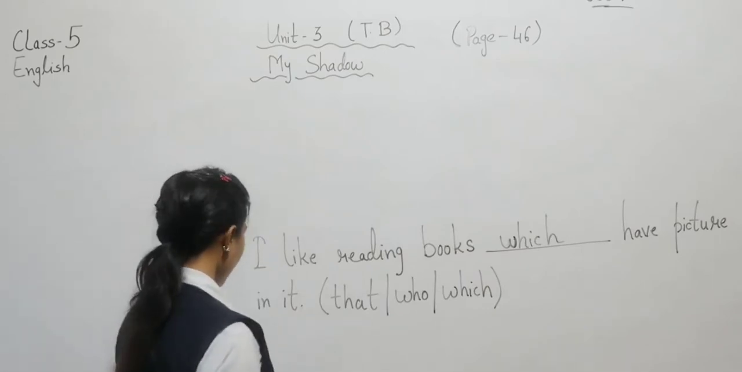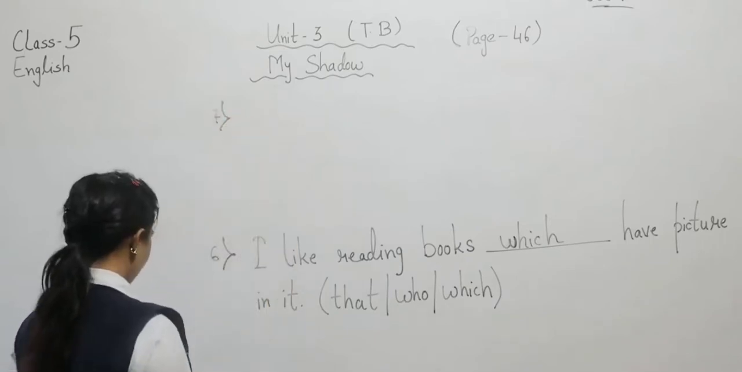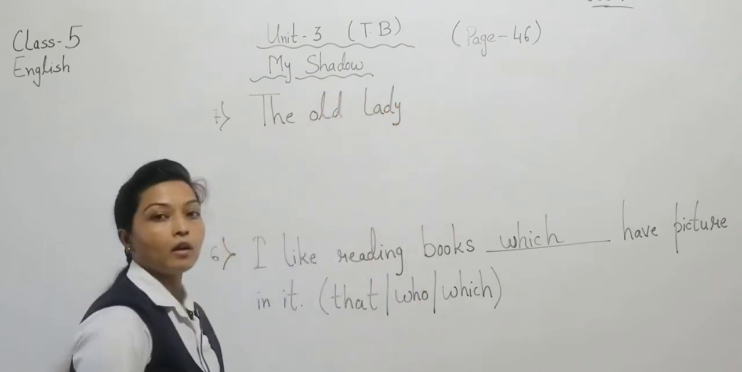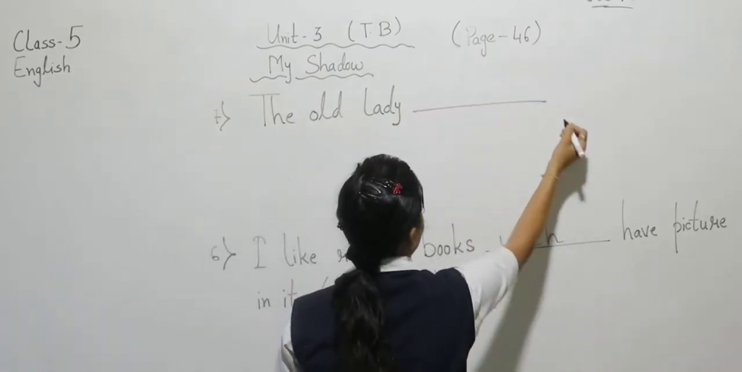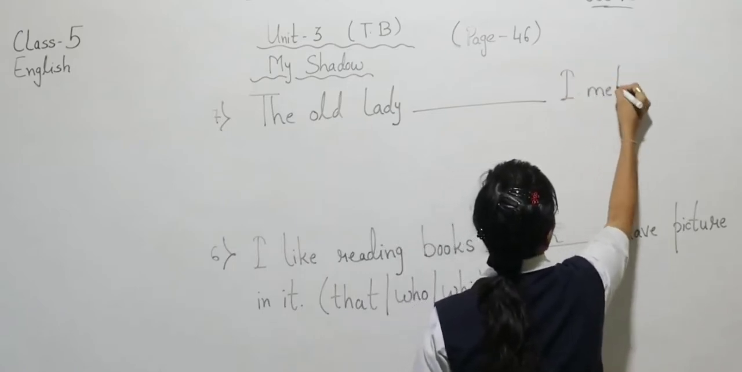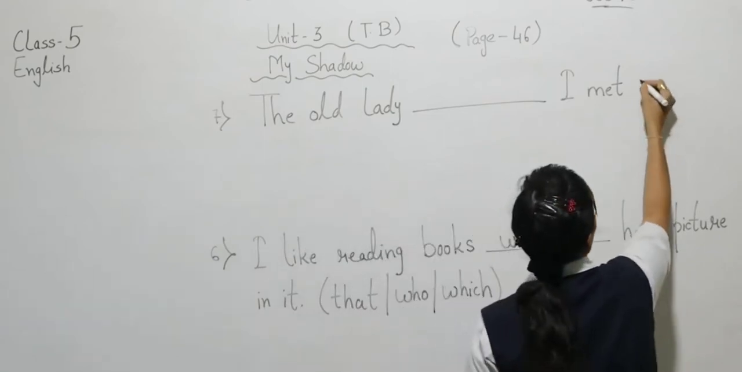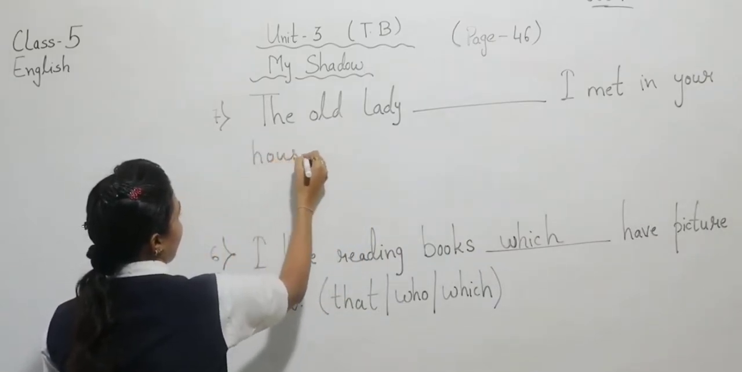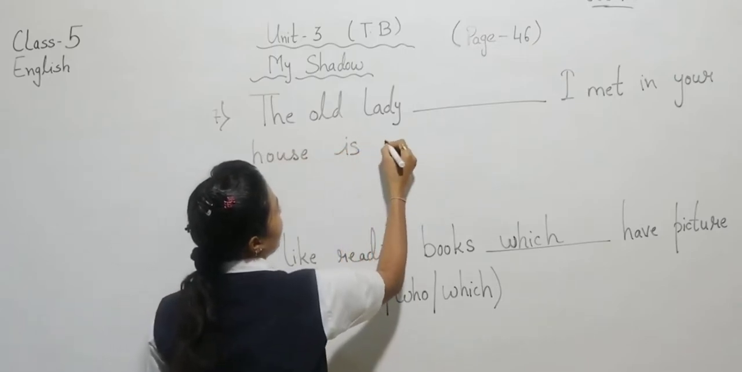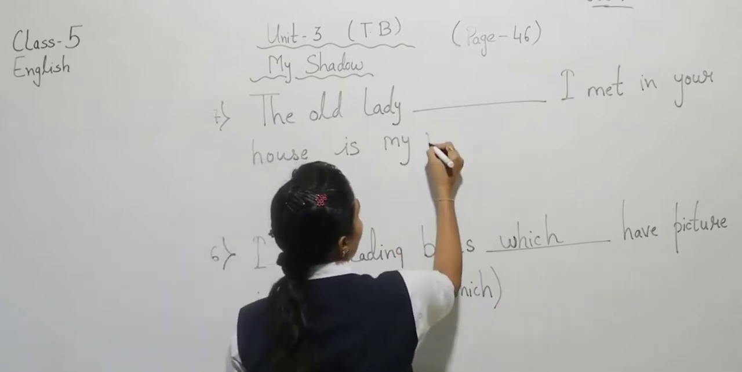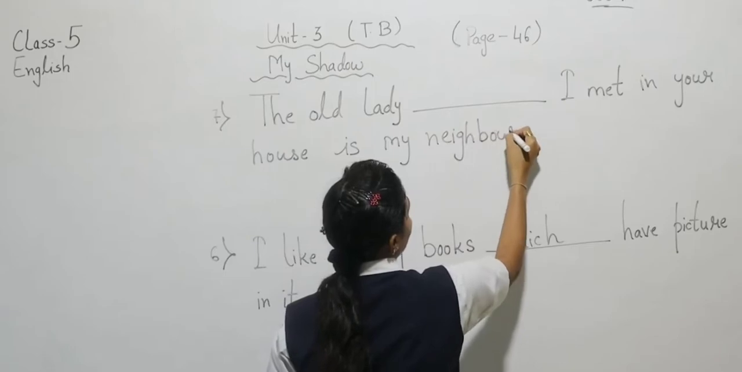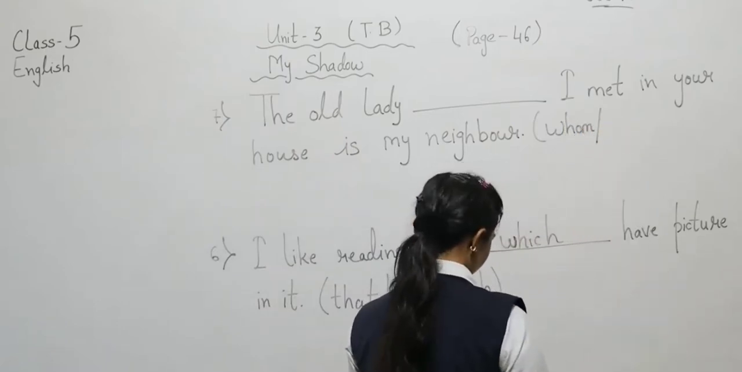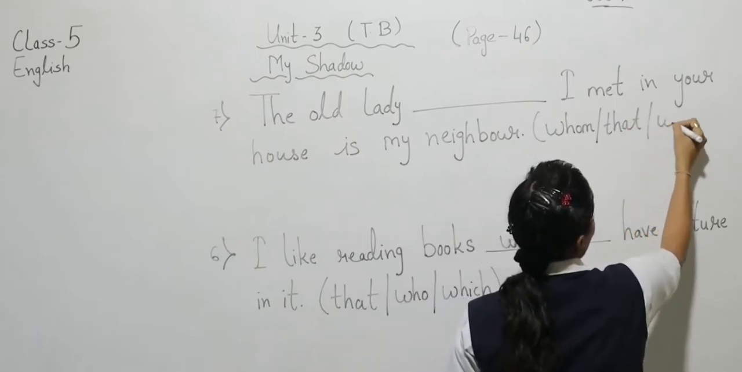Then next one, 7: the old lady I met in your house is my neighbor. Now options: whom, that, which.